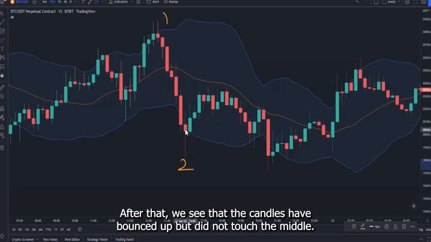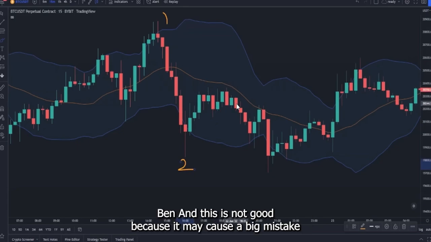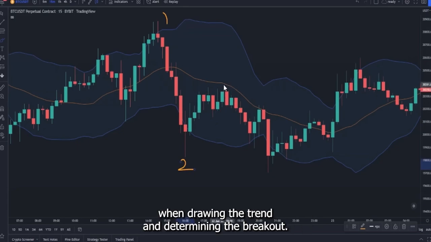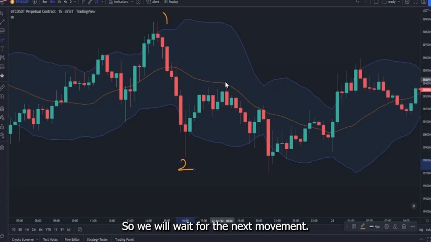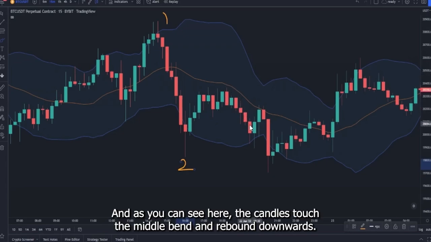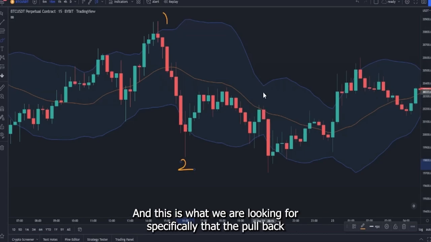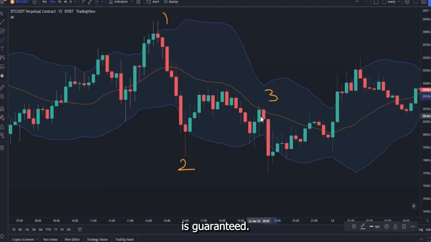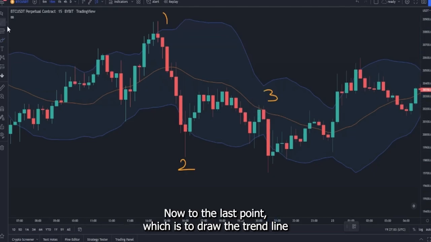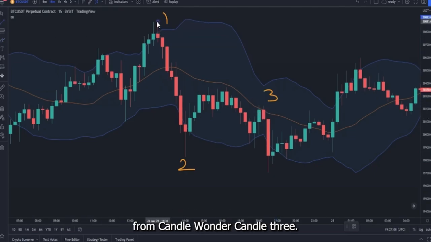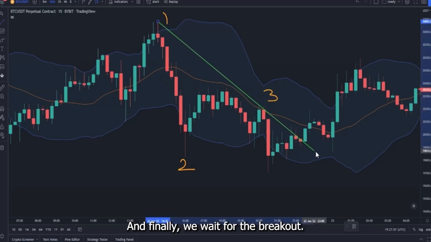After that, we see that the candles have bounced up but did not touch the middle band, and this is not good because it may cause a big mistake when drawing the trend and determining the breakout. So we will wait for the next movement, and as you can see here, the candles touch the middle band and rebound downwards, and this is what we are looking for, specifically that the pullback is guaranteed. Now, to the last point, which is to draw the trend line from candle 1 to candle 3. And finally, we wait for the breakout.